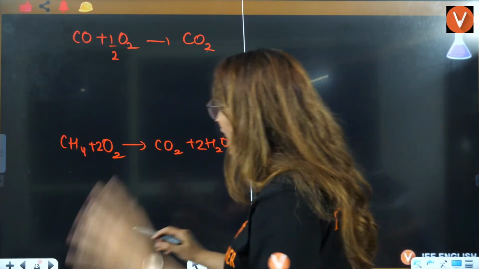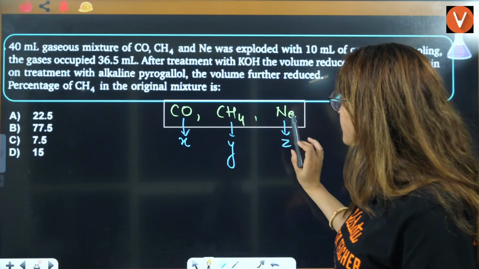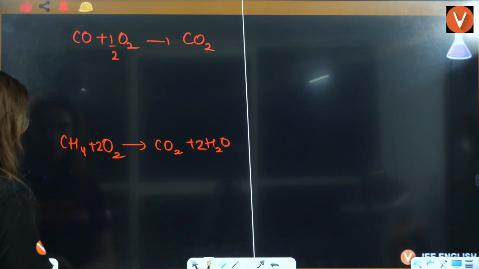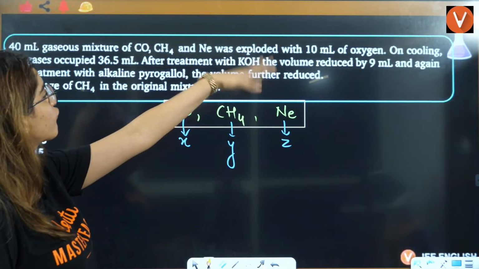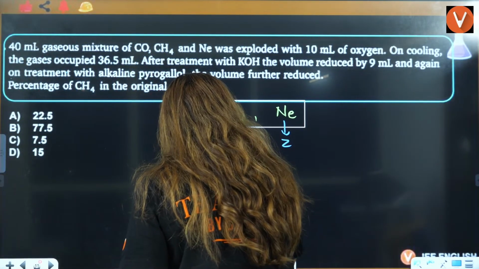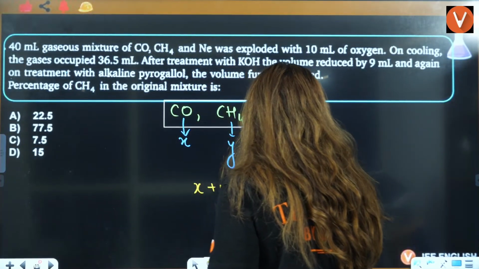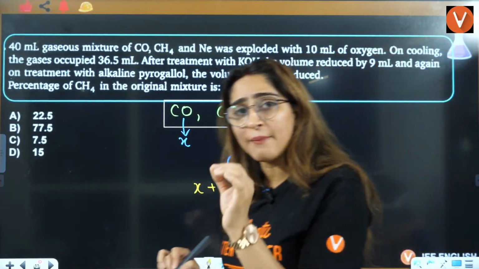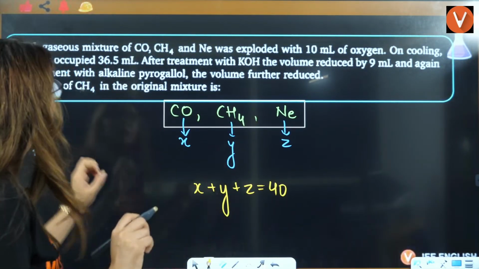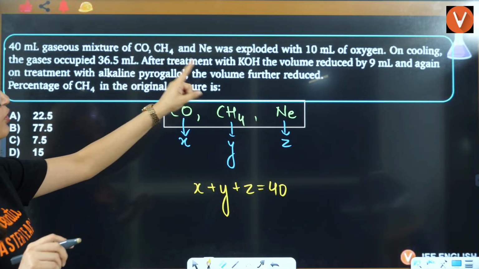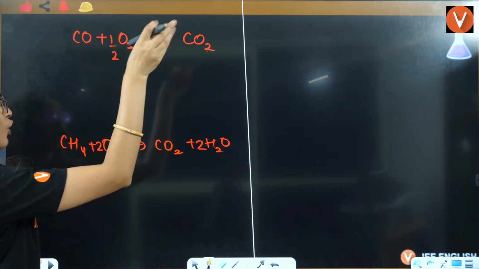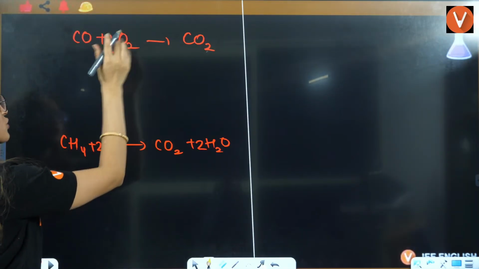Now, I told you that earlier I have taken CO as X, CH4 as Y, Ne as Z. Based on that, I need to find the oxygen you have, because they are telling me about the oxygen only. 10 milliliter of oxygen is there, 40 milliliter of gaseous sample. That means X plus Y plus Z is 40, because the gaseous sample is 40. Next, it was exploded with 10 milliliter of oxygen. That we will talk about, but first you have to see this, don't worry.